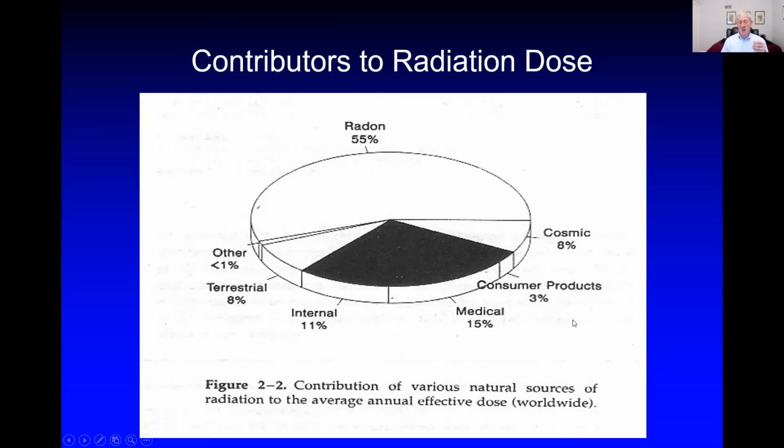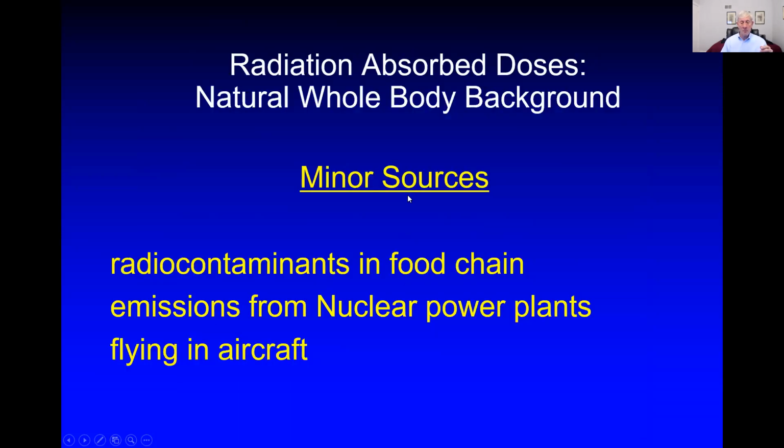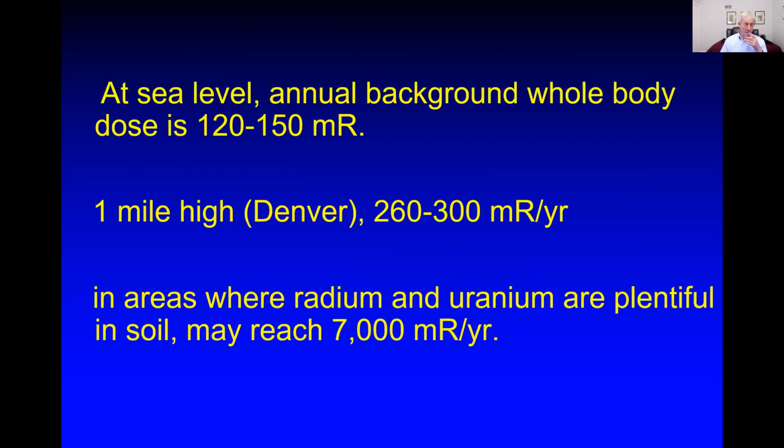We have consumer products like smoke detectors that contain americium-241. These are the minor sources. Contaminants in the food chain, essentially zero. Nuclear power plant emissions, essentially zero. Flying in airplanes, very, very low dose. You can fly from New York to London and back, and all you're picking up is the equivalent of 1 anterior chest film, perhaps 10 millirems.